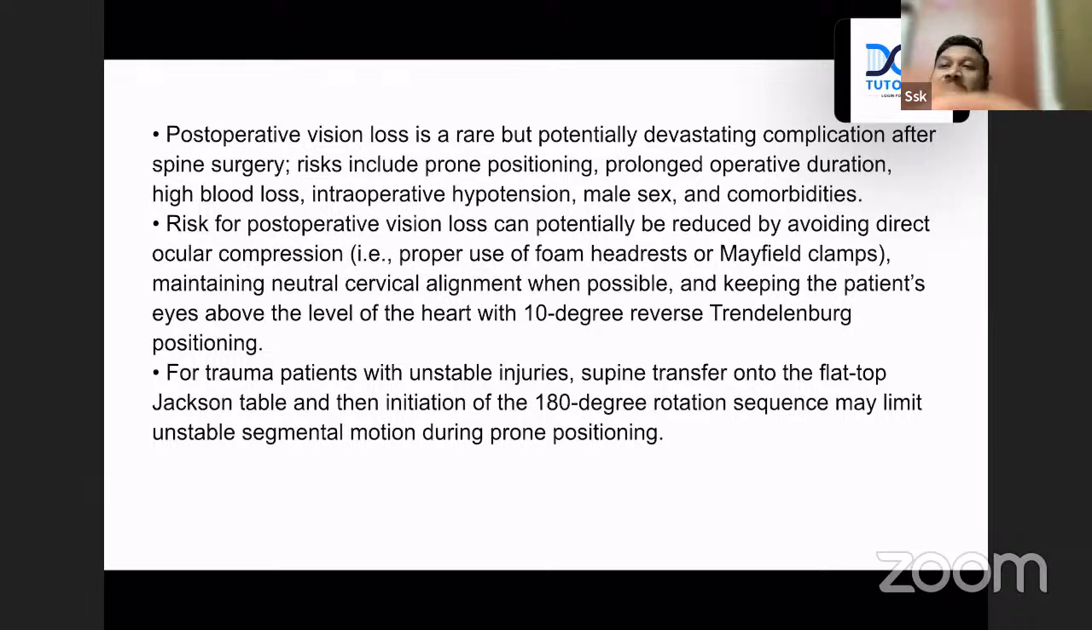So the take-home message for you is that postoperative vision loss is a significant complication that can happen, especially when there is no adequate padding over the eyes. So you have to be very careful in dealing with that scenario.